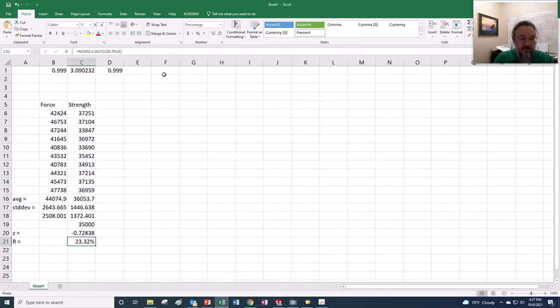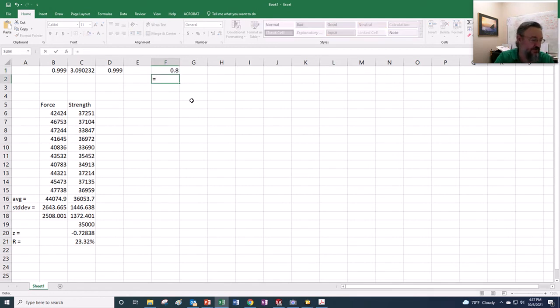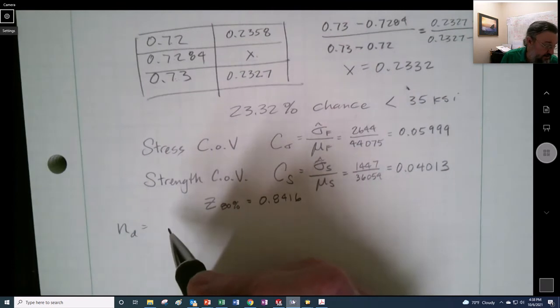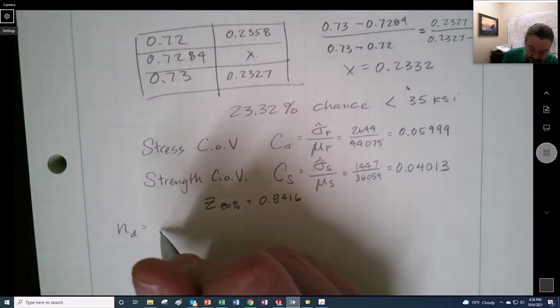I'm just going to put it over here. Here's 0.8. We would have equals norm.s.inv of this. 0.8416, right? So we got it in between there. So let's just write that down: the z for 80% is going to be equal to 0.8416.